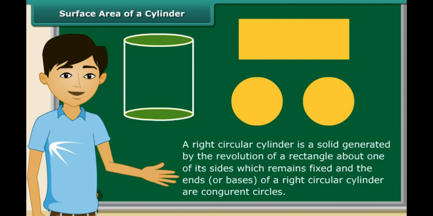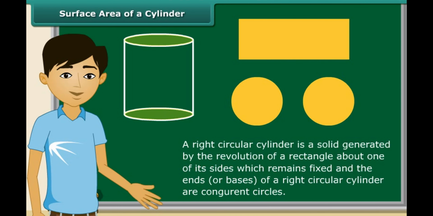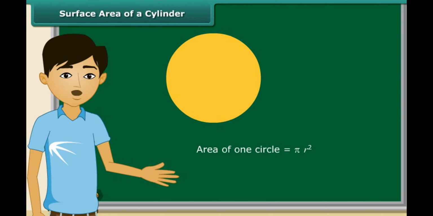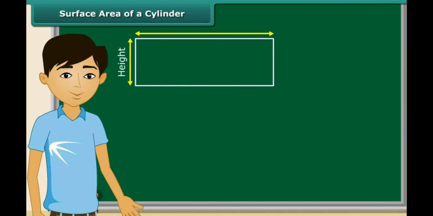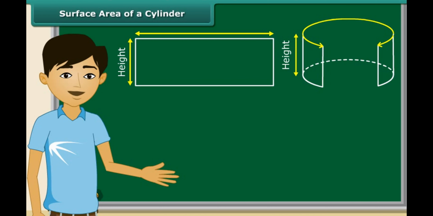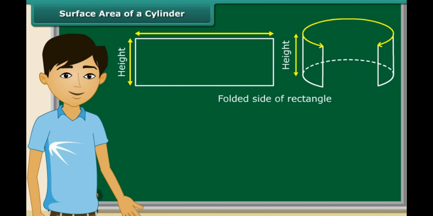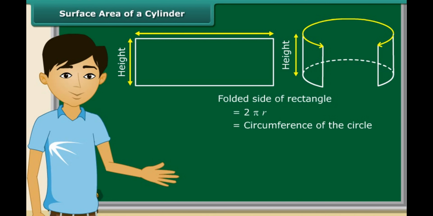Well, to find the total surface area of a cylinder, we must calculate the area of the two bases and the rectangle. The area of one circle is pi r square. So, for two circles, you get 2 pi r square. Let us take a closer look at our rectangle. As this rectangle is being folded, this side becomes the perimeter of the resulting circles. Thus, the folded side of the rectangle must be equal to 2 into pi into r, which is the circumference of the circle.